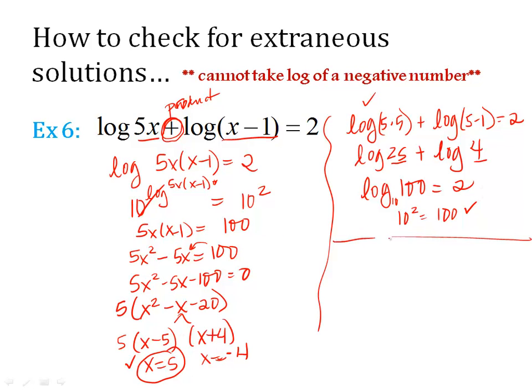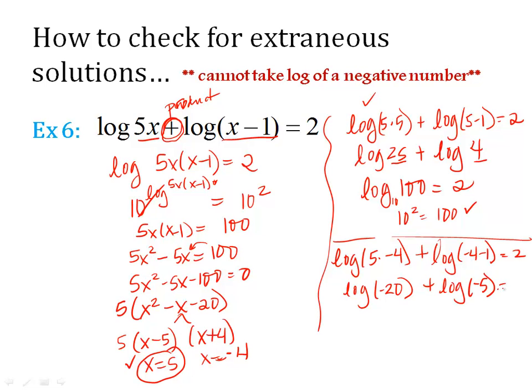All right, let's try the negative 4. Log of 5 times negative 4 plus log of negative 4 minus 1 equals 2. Oh no, I'm sorry, it's multiplied. 5 times negative 4 is negative 20 plus the log of negative 5 equals 2. All right, what you should notice is it's asking me to take the logarithm of negative numbers here. You can't do that. That's impossible. So this x of negative 4 is an extraneous solution. Okay, so I only have one true solution to this problem.